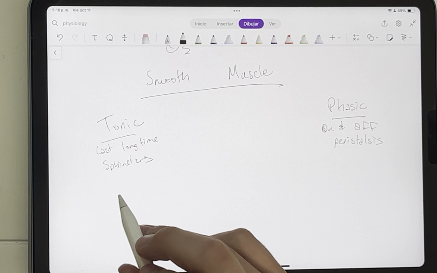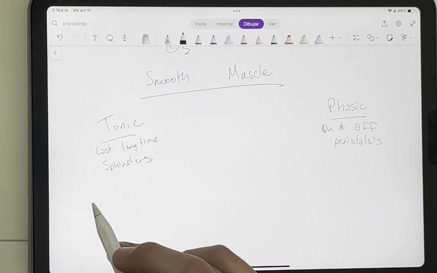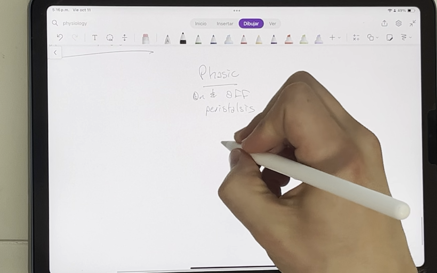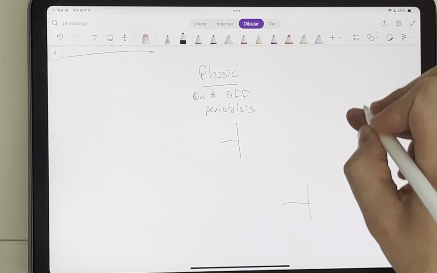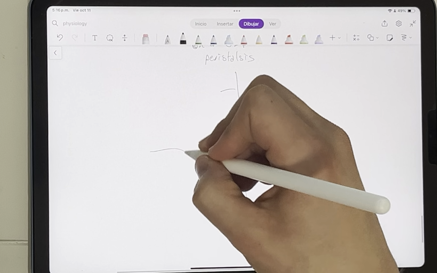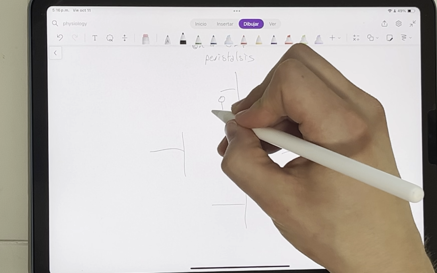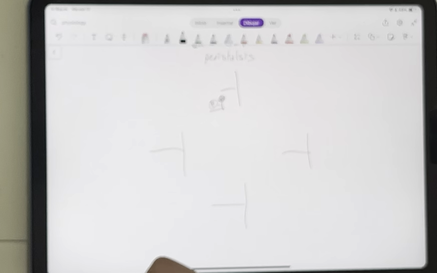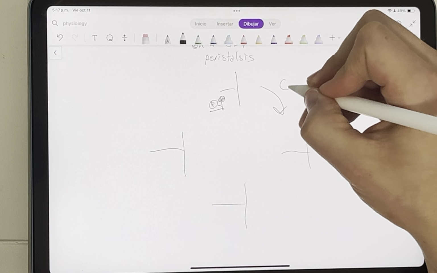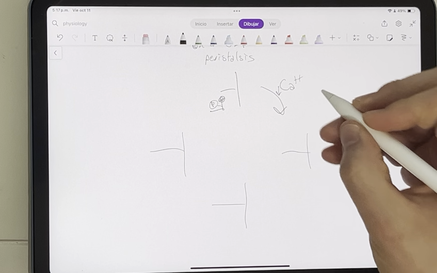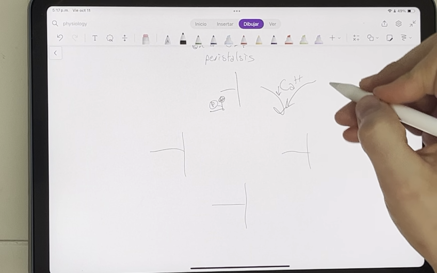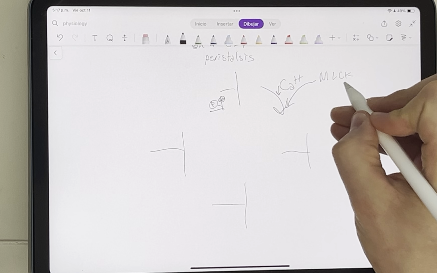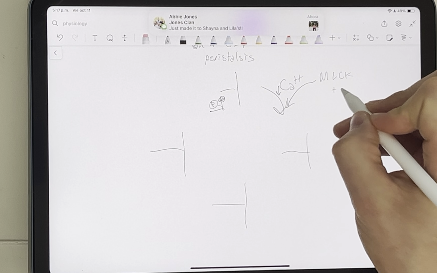Anyway, your body will go through two different cycles, or these cells will go through two different cycles. And so let's start with phasic. So very similar to our skeletal muscle, it has some similar steps. We're going to start with our ADP and our phosphate group here on our myosin head. Calcium is going to come in the cell, but this time the smooth muscle requires more. So we're going to get MLCK, which stands for myosin light chain kinase. Kinases add phosphates.